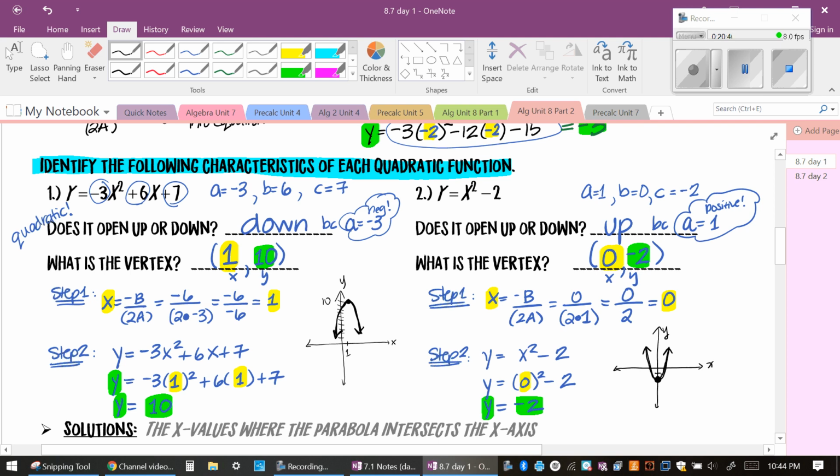Okay? All right. Like I said, we're going to just focus on these two concepts today, whether it opens up or down and what the vertex is. And what's coming up is we're going to be using the solutions to make a better sketch of our parabola.